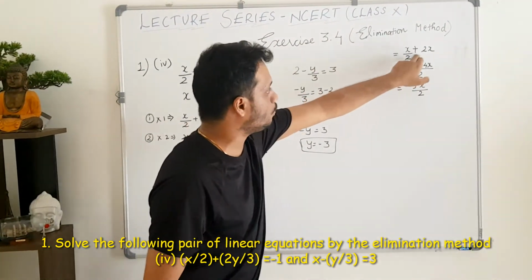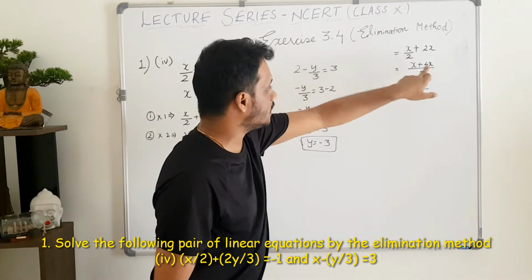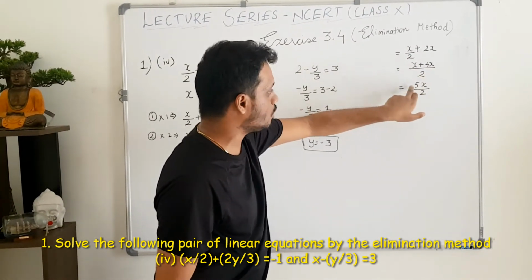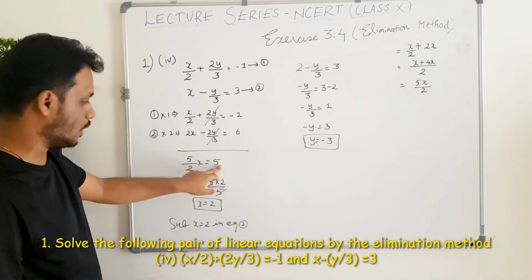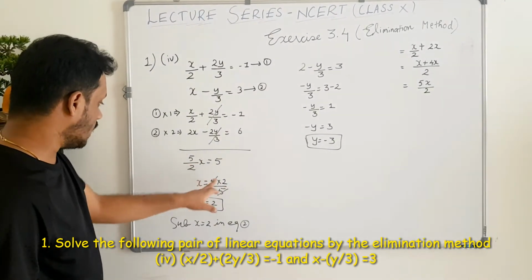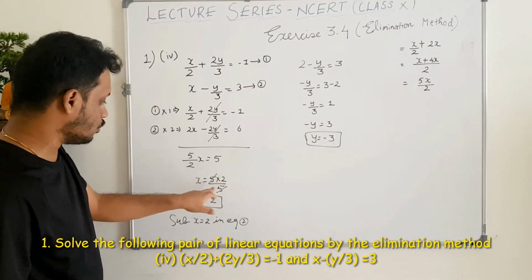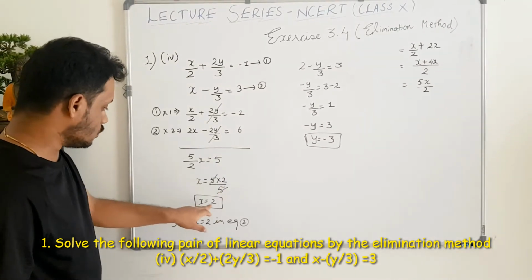You have x by 2 plus 2x. So you're taking LCM, so x plus 4x by 2, so it will be 5x by 2. So here you will have 5 by 2x, that is equal to 5. Now from this, if I eliminate my x value, x will be 5 into 2 by 5. 5 will cancel, so my x is 2.